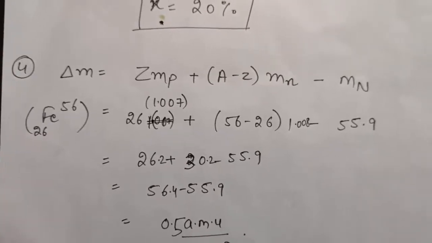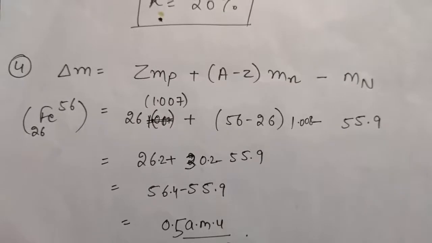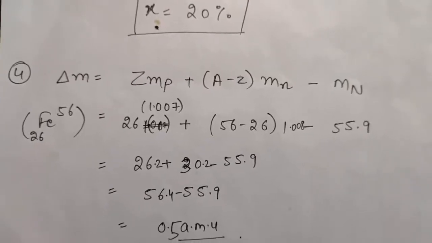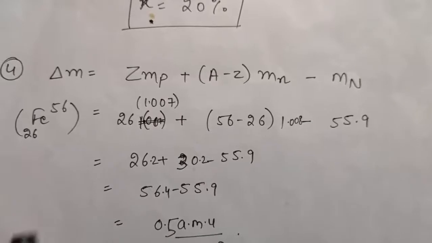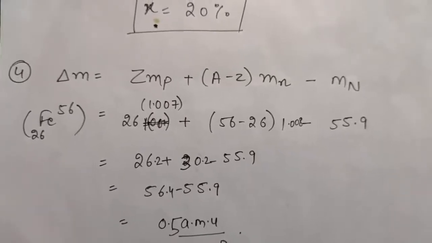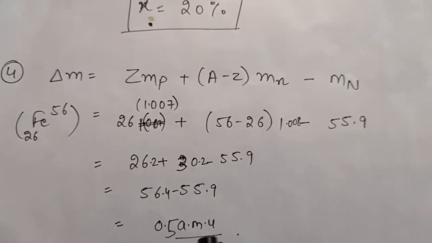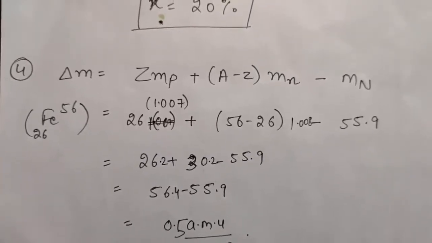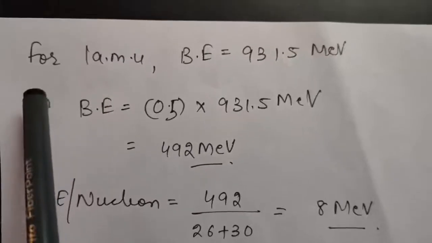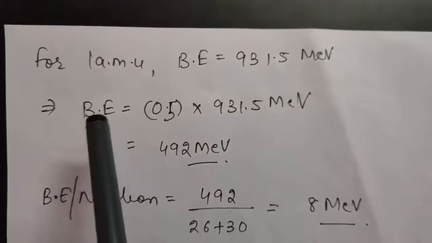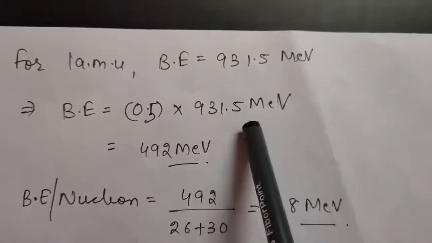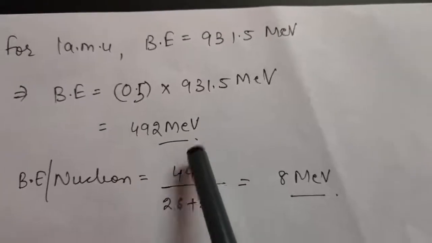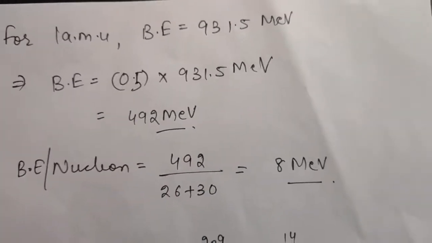If you remember, yesterday in theory lecture you calculated that if mass defect is 1 U, that is 1 atomic mass unit, your binding energy was coming to be 931.5 mega electron volts. So if delta M is 1 atomic mass unit, binding energy is 931.5 mega electron volt. Here we have to calculate binding energy for 0.5 AMU. So just multiply 931.5 by 0.5. For 1 AMU, your binding energy is this much, so binding energy for 0.5 AMU will be 0.5 into 931.5 mega electron volts. When you solve it, the answer will come to be around 492 mega electron volts. So this is the binding energy for iron element.